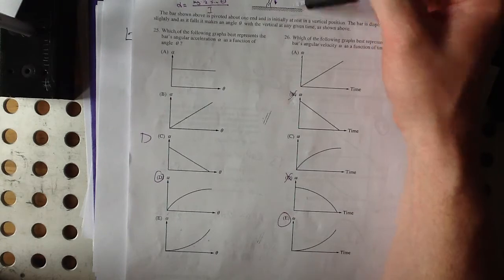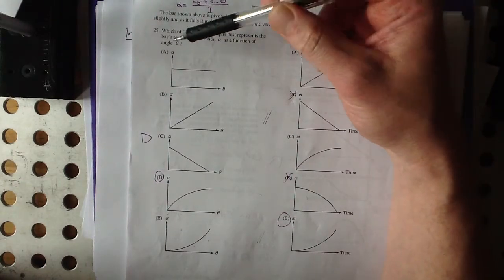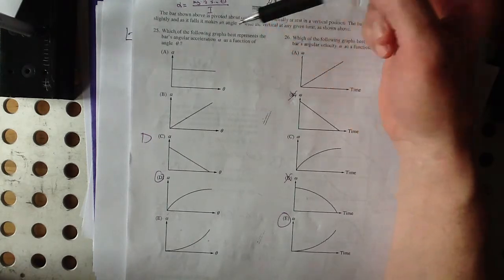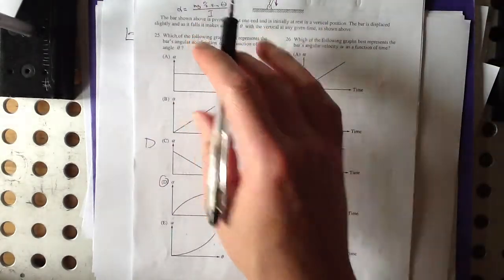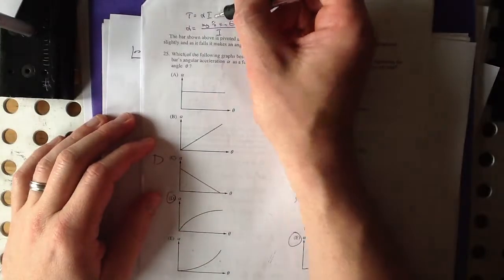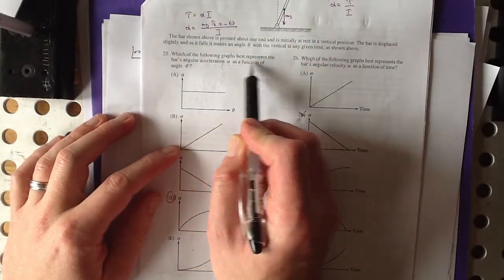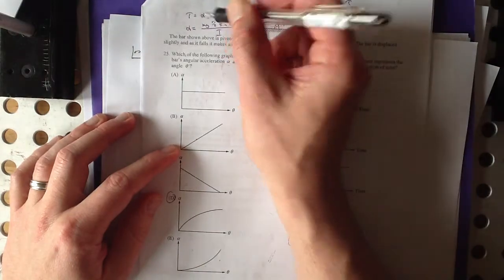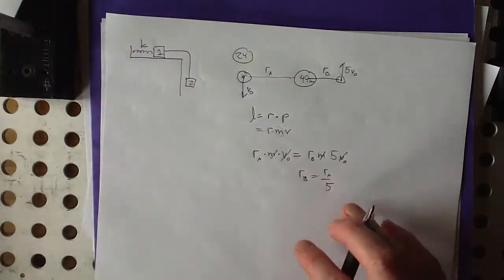So theta is a variable, right? Which one of the following graphs best represents the bar's angular acceleration as a function of angle theta? Well, I used an equation for that. I thought about angular acceleration as a function of theta. Let me rewrite what I did here so you can see it.